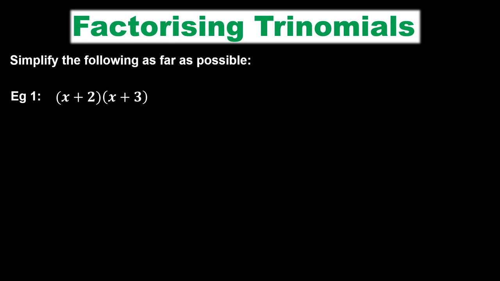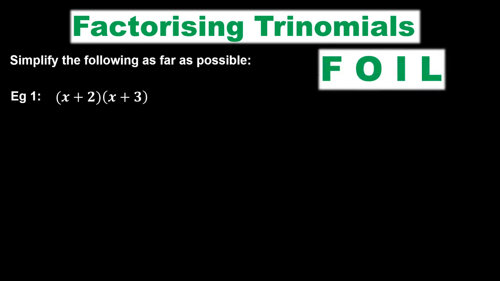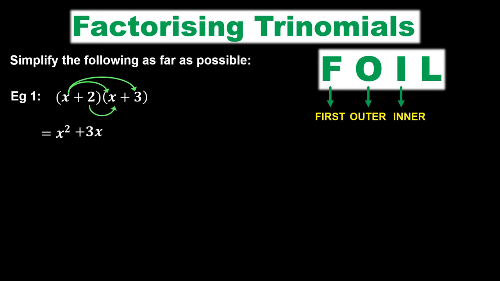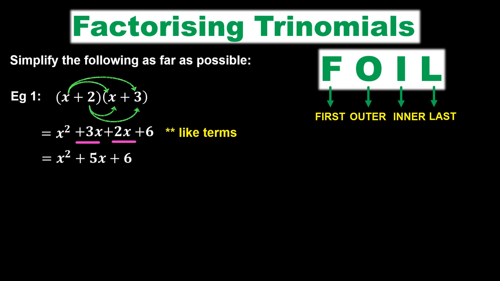In this first example, we've got x plus 2 times x plus 3, and we're going to use FOIL to simplify. Now remember, FOIL stands for firsts. So if I multiply the first terms together, I get x squared. Outer terms, x times 3 is going to give me 3x. The inner terms, 2 times x is 2x. And the last terms, 2 times 3 is 6. We've got like terms in the middle, 3x and 2x, and they will add up to 5x.